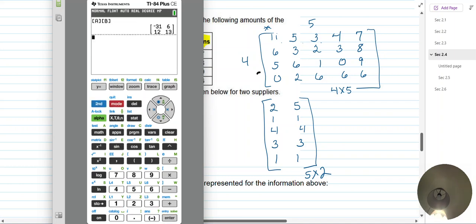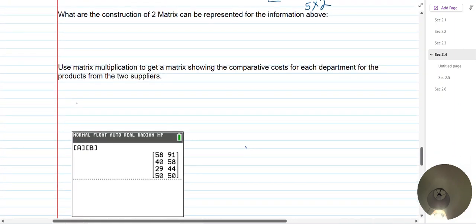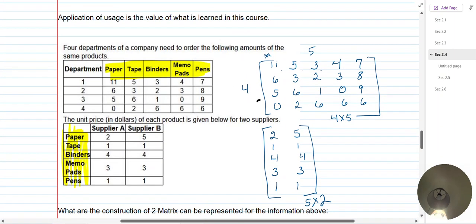Okay. So now I'm going to do second matrix 1, times second matrix 2, as it is. And enter. And I get this right here: 58, 40, 29, 50. Okay, and we have the same values for certain things, depending on what we had listed.